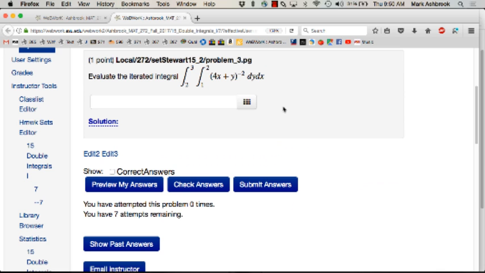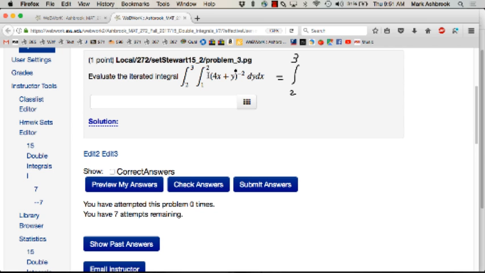Okay, but if we just want to get the double integral, first we're going to integrate with respect to y. And so remember that x is just like a constant. But this is all to the minus 2. So what will the first antiderivative be?